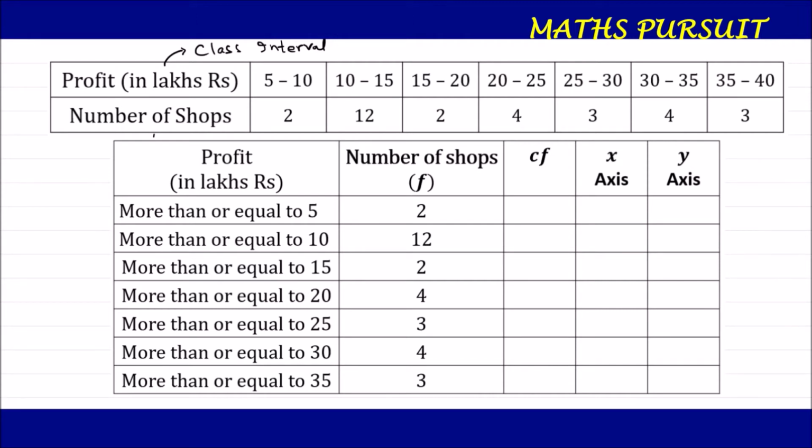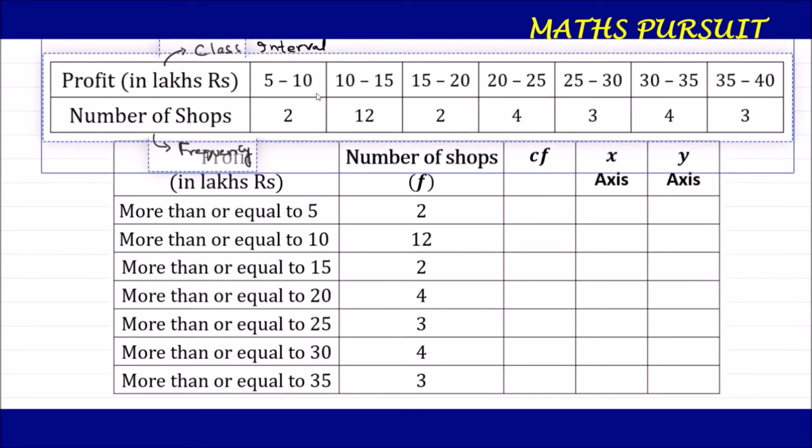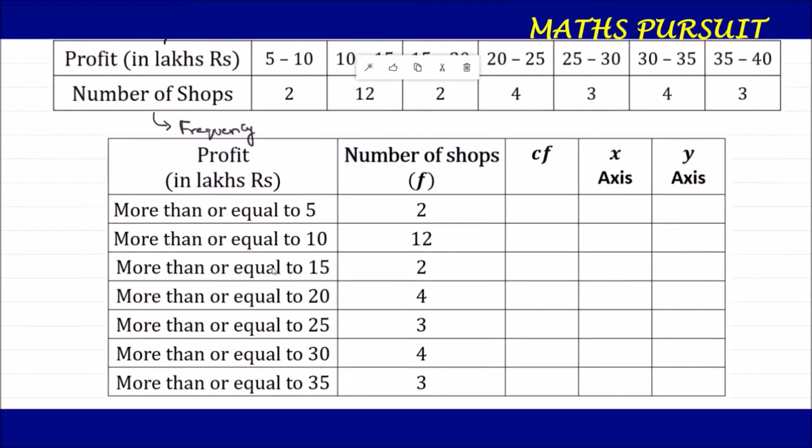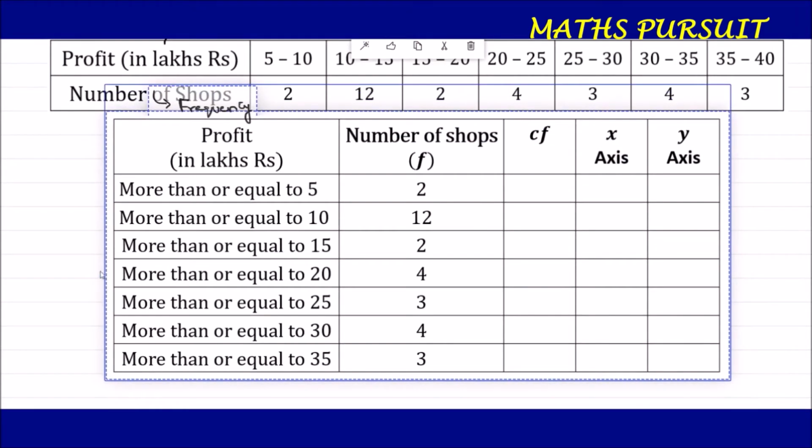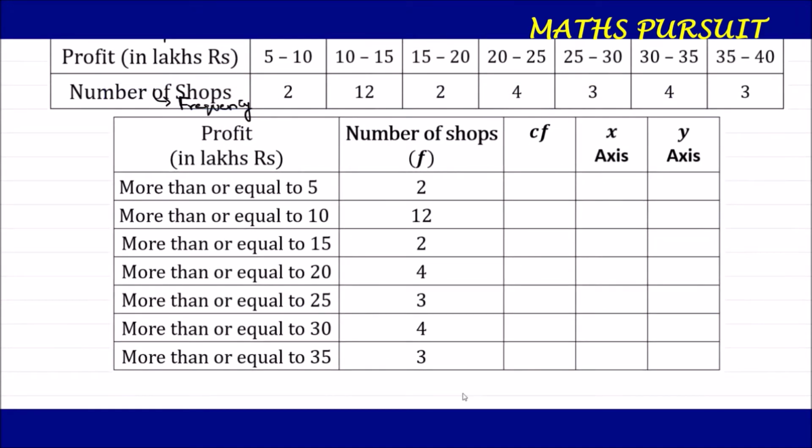Let us add the total frequency. Now, if we are going to add the total frequency, let's see what we are going to get. Here we are going to get 2 plus 12, it is 24. 24 plus 2 is 26. 26 plus 4 is 30. 30 plus 3, it is 33. 33 plus 4, it is 37. 37 plus 3, it is 40.